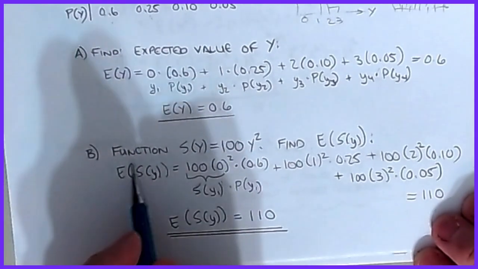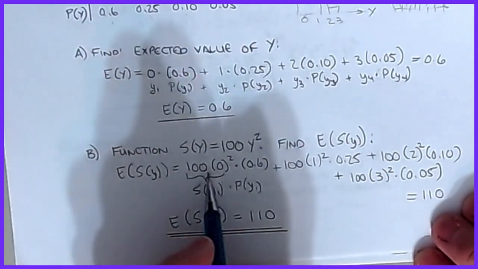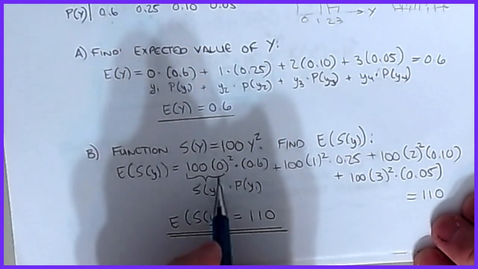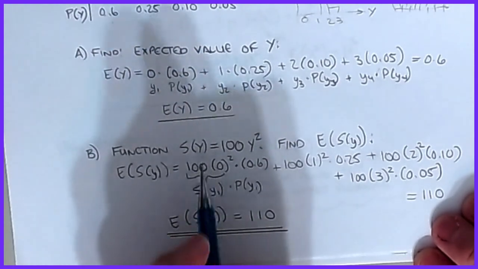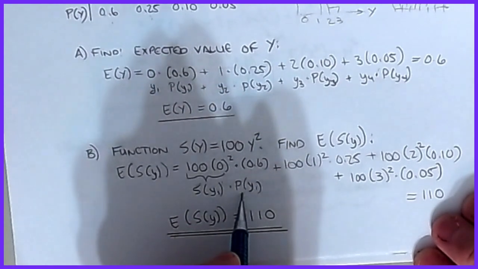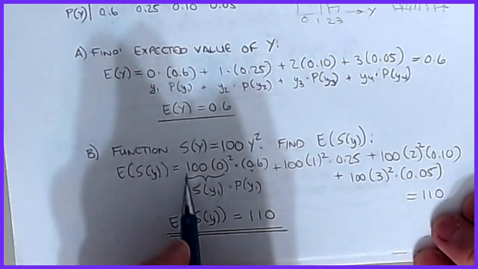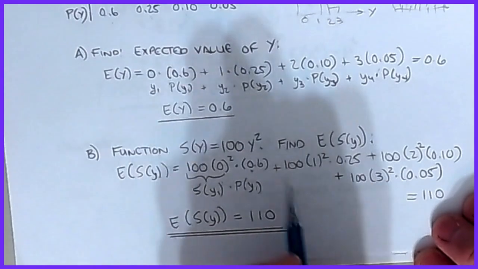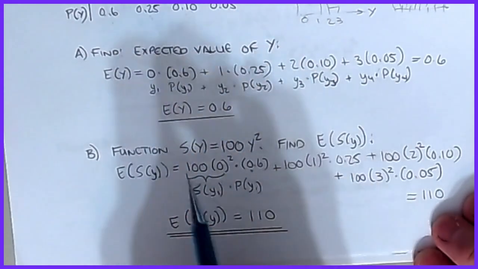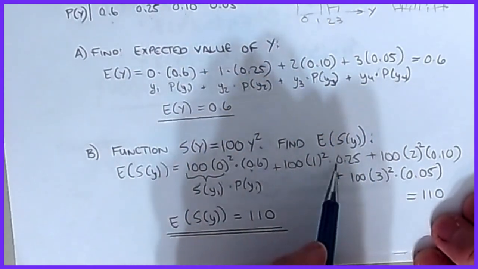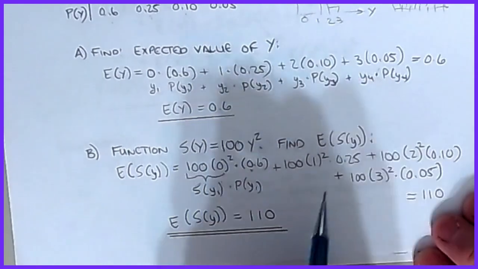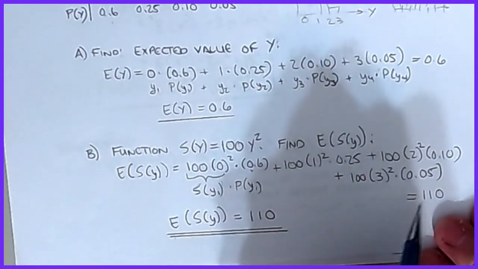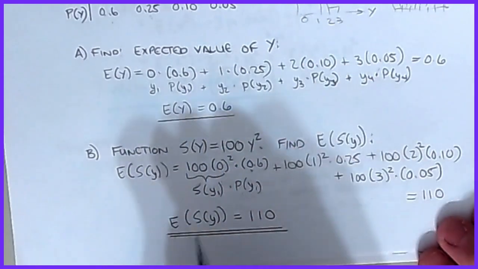All right, so the expected value of my function s sub y is 100 times 0 squared. So that's the substitution of y1 into that equation multiplied by the probability of y1. So this part never changes. It's just that frontal piece that does. Okay, so we can continue this for the rest of the way. So 100 times 1 squared times 0.25, 100 times 2 squared times 0.1, 100 times 3 squared times 0.05 is equal to 110. All right, and so that would be my value.